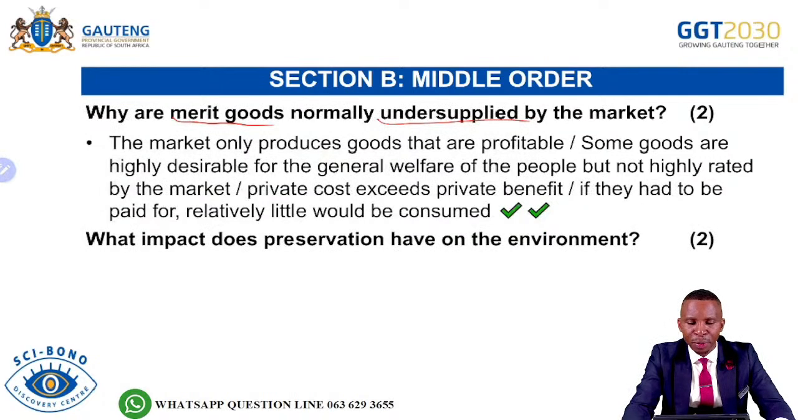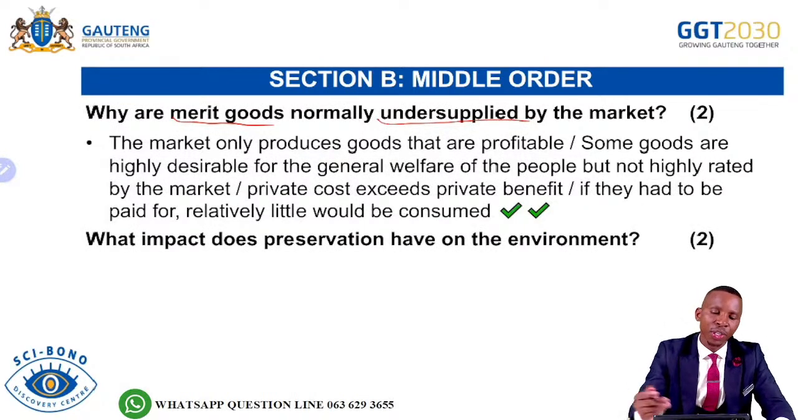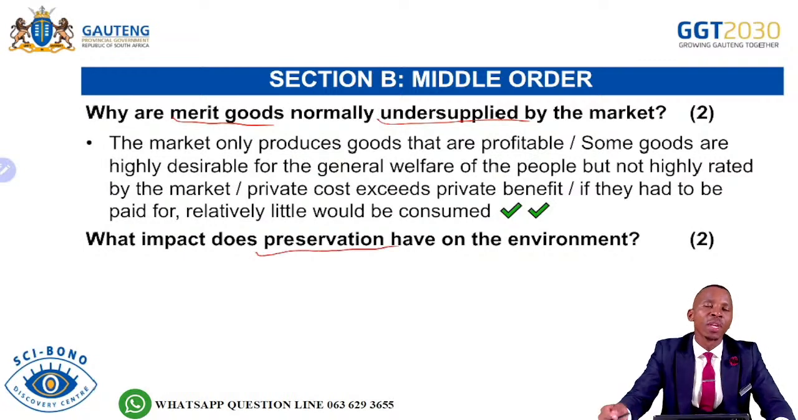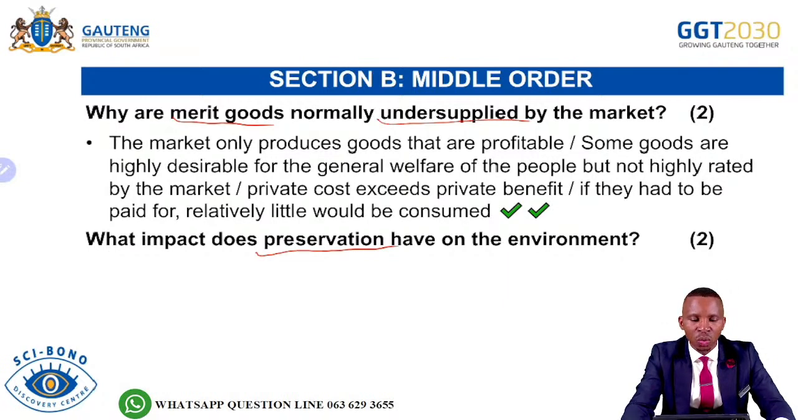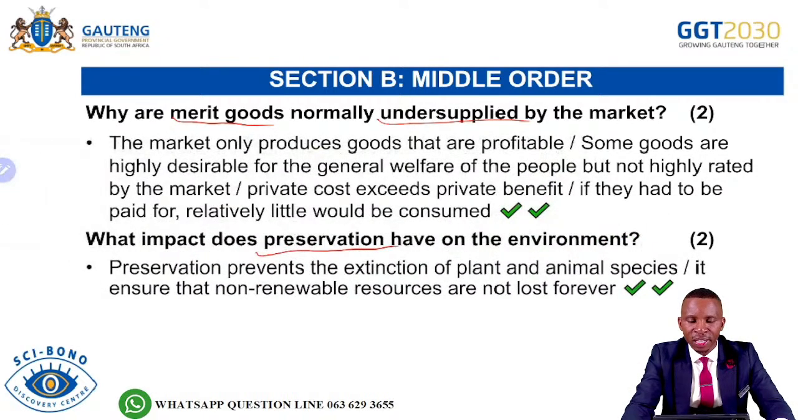What impact does preservation have on the environment? So now we go straight to environmental sustainability, preservation again. If we preserve, what do we do? We take care of non-renewable resources so that they can be intact, so that they will last longer, even for future generations. So if we preserve resources, what impact will that have on the environment? Preservation prevents the extinction of plants and animal species. It ensures that non-renewable resources are not lost forever. So if we preserve, we keep the life of animals and plants alive even for future generations. So the benefit we gain from them now can also be gained by future generations because of preservation.